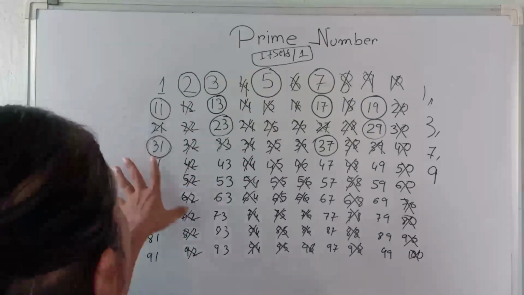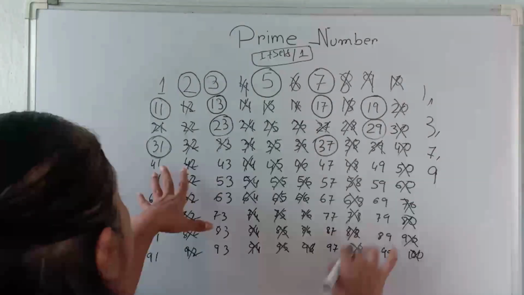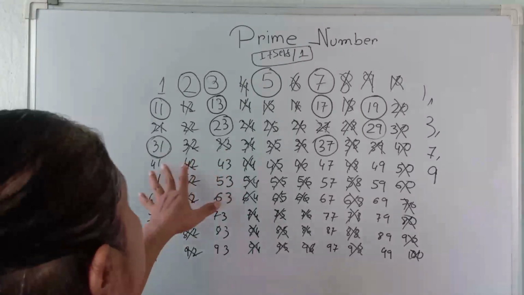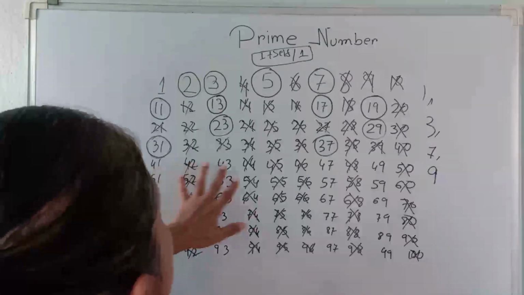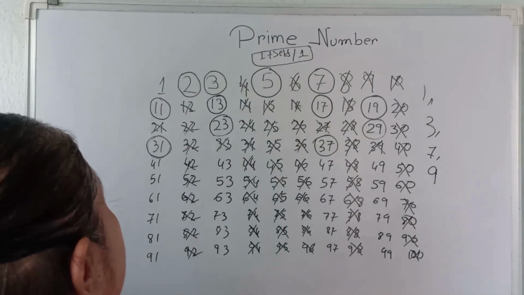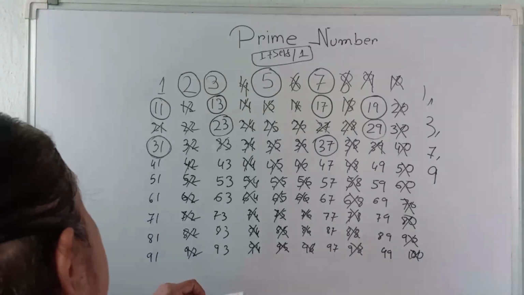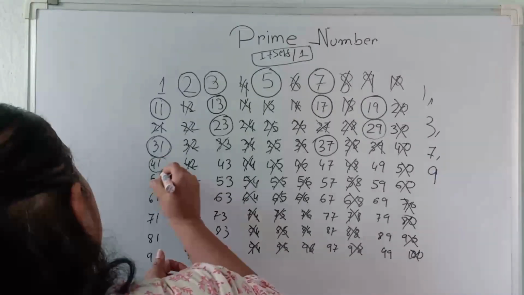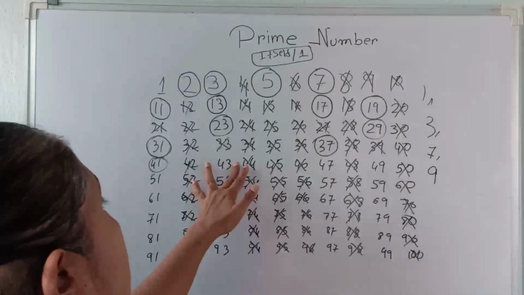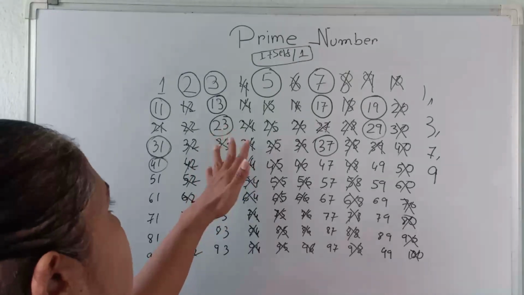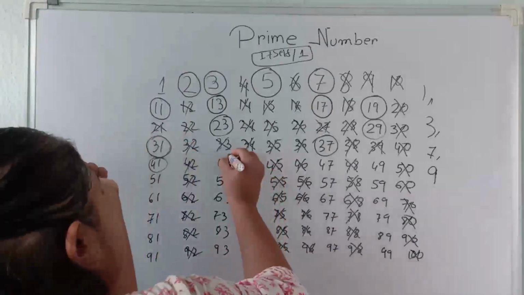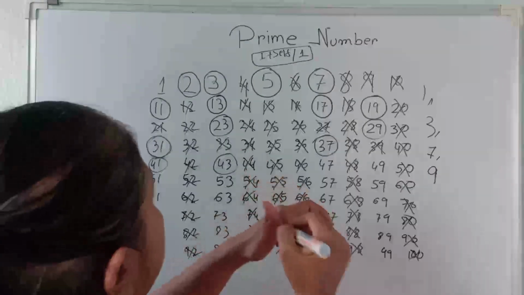Now let's check how many prime numbers there are between 40 to 50. Again we have to check the numbers that end with 1, 3, 7 and 9. So 41, 43, 47 and 49. Now let's check 41. We cannot divide 41 by any other number. So 41 is a prime number. Let's check 43. Is 43 a multiple of 2, 3, 5 or 7? No, we cannot divide 43 by any other number. So 43 is also a prime number.